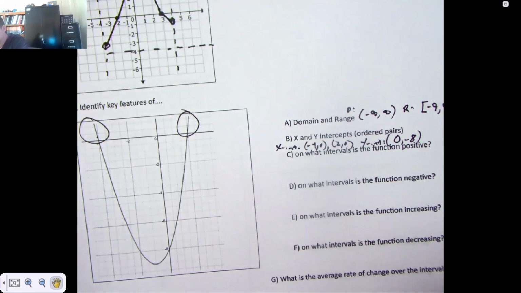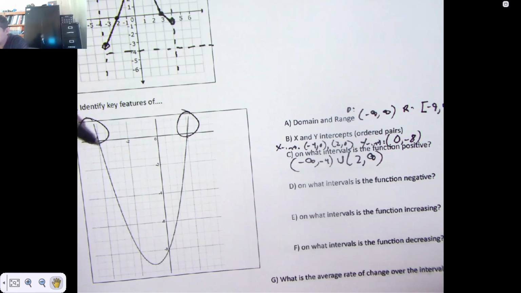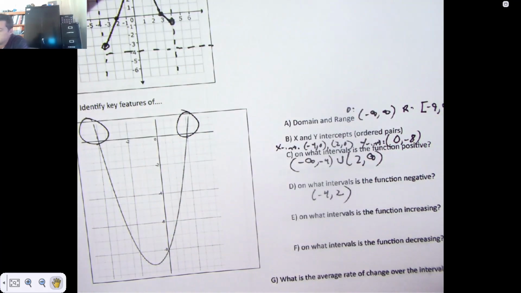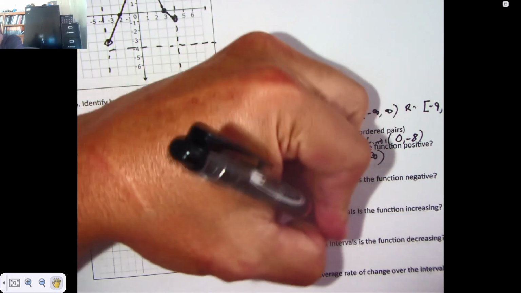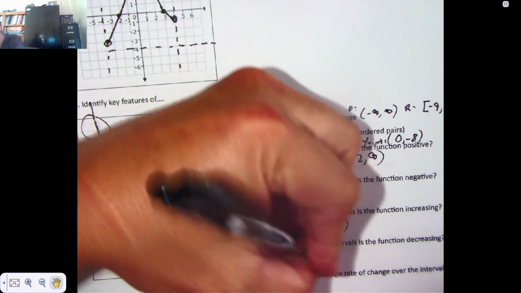On what intervals is the function positive? It's there and there. It is positive from -infinity to -4, union with 2 to infinity, because that's where it is above the x-axis. It is negative, which means below the x-axis, from -4 to 2. The function is increasing from here on up. So the function is increasing from -1 to infinity. It is decreasing on the left-hand side from -infinity to -1.